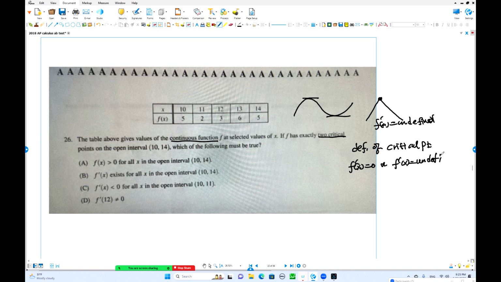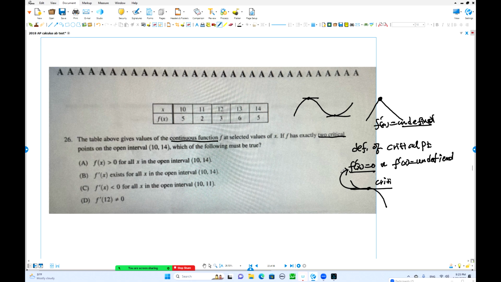Undefined, but this is still called a critical point. This is also a critical point. Or maybe the graph looks this way. At this point the slope is 0, right? This point is also a critical point, belonging over here. So there are two critical points on the open interval.